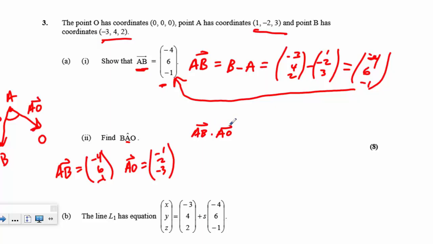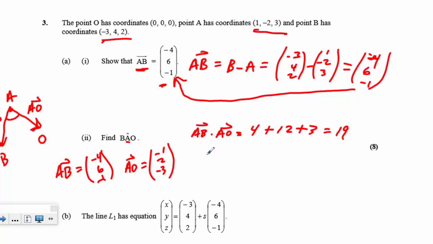It is given by negative 4 times negative 1, which is 4, plus 6 times 2, which is 12, plus negative 1 times negative 3, which is 3. So that's 12 and 7, so this will equal 19. The dot product of these two vectors is a positive number, so the angle between them is an acute angle.